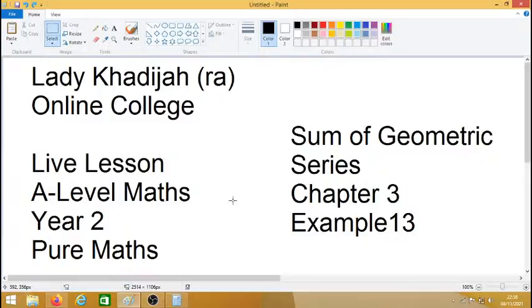Live lesson A-level maths, year 2, pure maths. Today we're looking at the sum of a geometric sequence, otherwise known as a geometric series. If you're following through in the Edexcel Pearson book, it's chapter 3, example 13.